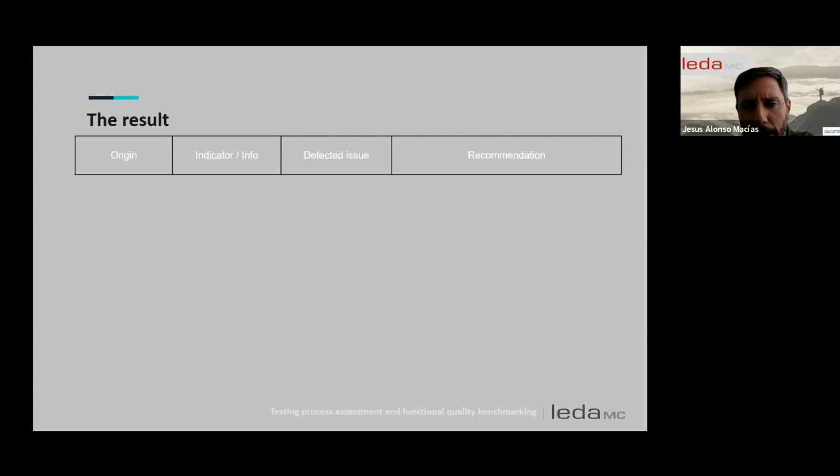In the matrix, we will identify the origin, either if it comes from the assessment or if it is benchmarking. Then we will see the indicators or information. Remember that the information or indicator could be obtained from the assessment. Okay, so with regards to this information or indicator, we will highlight the anomaly detected. And finally, we'll make a recommendation based on our knowledge of the sector. We're going to give some representative examples of the case.